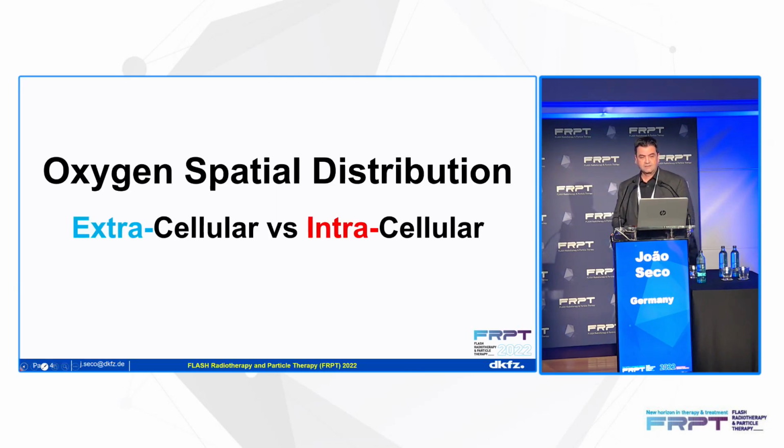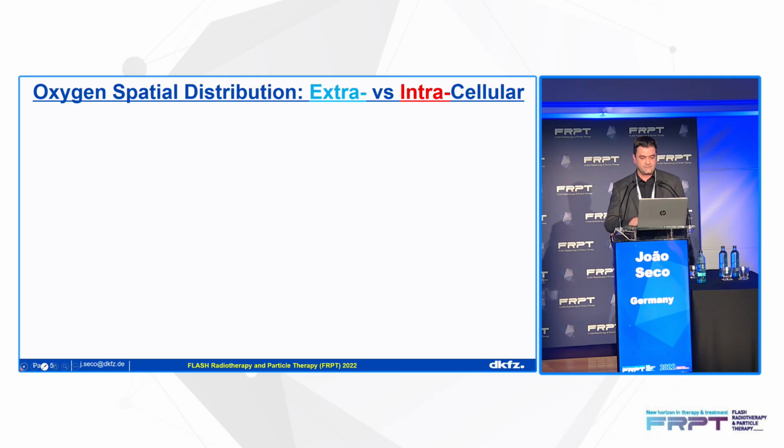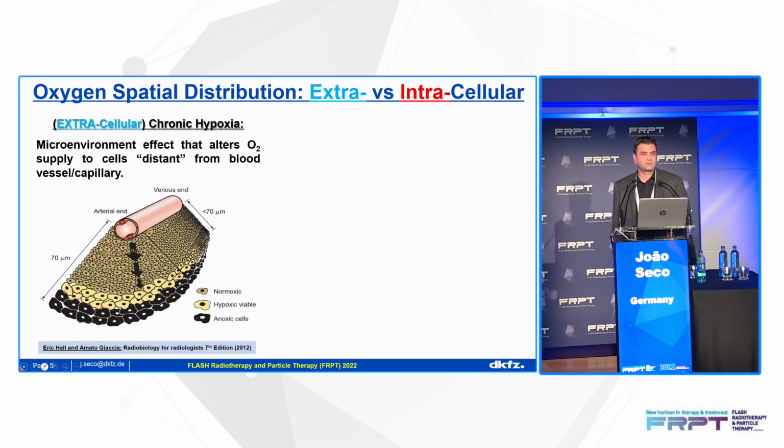All right, so let's start with a simple concept of oxygen. This is a very well-known extracellular concept, and I will discuss also the intracellular. The extracellular, you know very well from the books like Eric Hall's book and stuff like that, that you have a specific distance from any blood vessel where you'll have potentially an hypoxic cell. So the distance can vary between 70 micrometers to sometimes 100, 120. And this is basically driven by microenvironment effect.